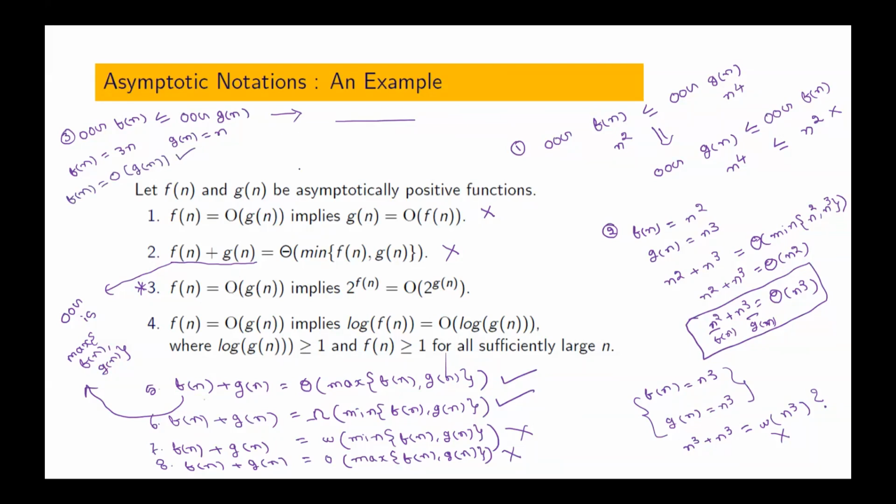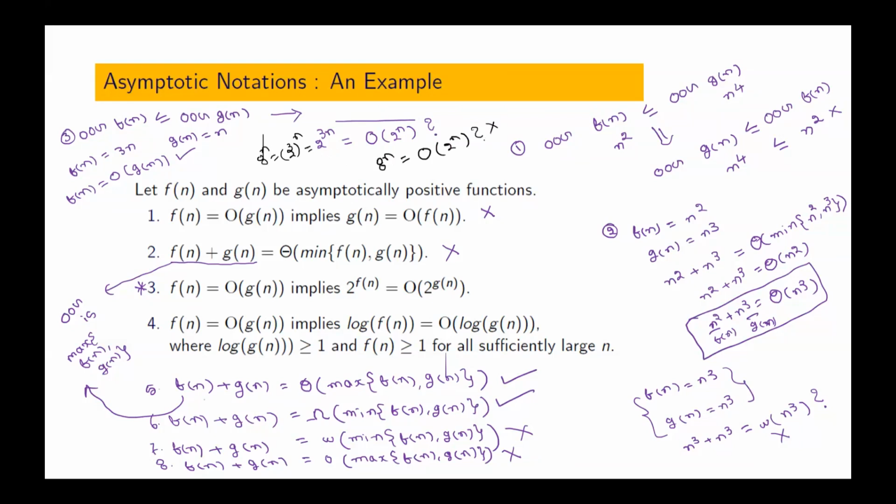That implies what is the question given? 2 power f of n, that is 2 power 3n. Is it same as big O of 2 power n? No. Because what is the order of growth of 2 power 3n? This can be written as 2 cube whole power n, which is same as 8 power n. Is 8 power n big O of 2 power n? No, sir, this is false.